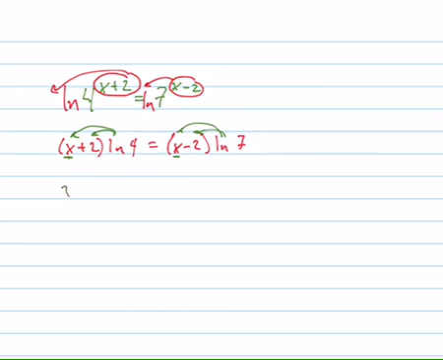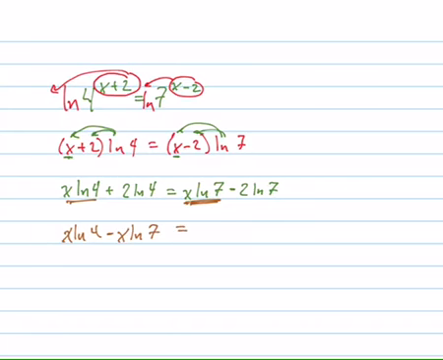So this is x ln of 4 plus 2 ln of 4 equals x ln of 7 minus 2 ln of 7. Now I want to get the x's together. Those two need to be on the same side, and the other things are on the opposite side. So I'll just move this to the left by subtracting an x ln of 7, and at the same time I'll move this to the right. So it's negative 2 ln of 7 minus 2 ln of 4.